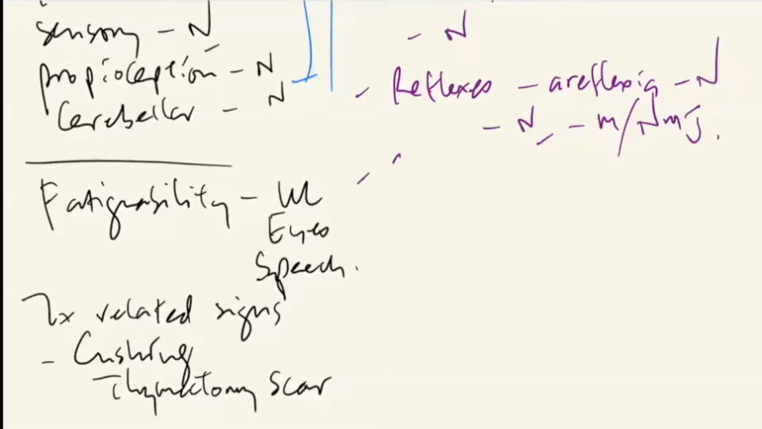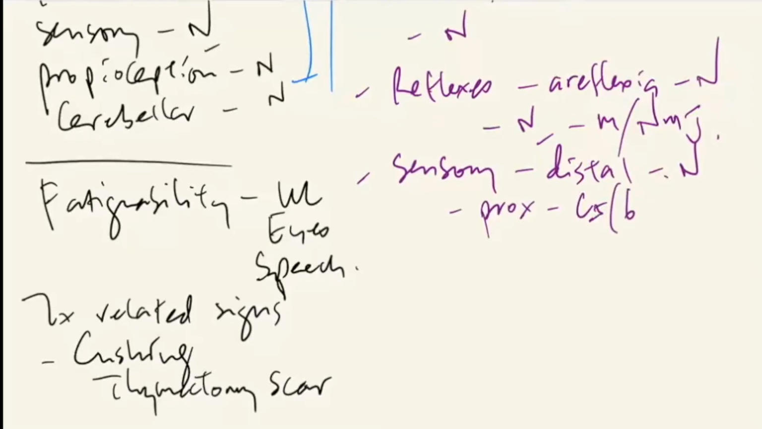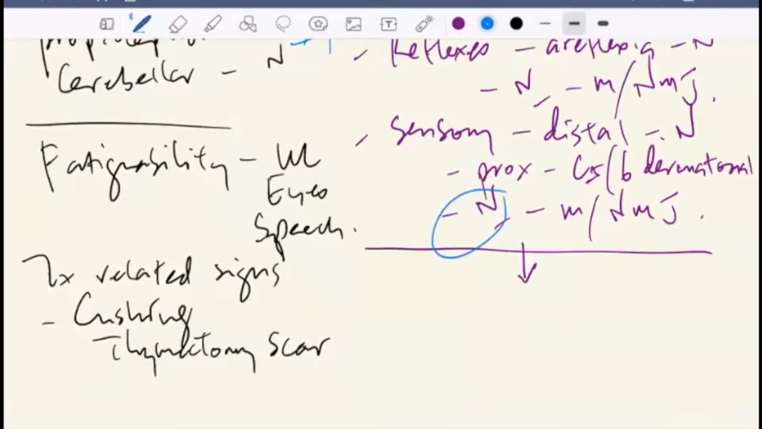Then when you check the sensations, if there is absent sensation in the distal limbs, that is neuropathy. When the sensory loss is in the proximal, what is it likely to be? C5, C6 dermatomal loss. Or the sensory examination is normal. Then what can it be? Muscle, and MG. If the sensory is normal and the reflexes are normal, what do you do next?